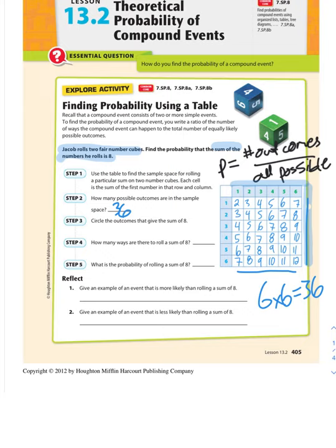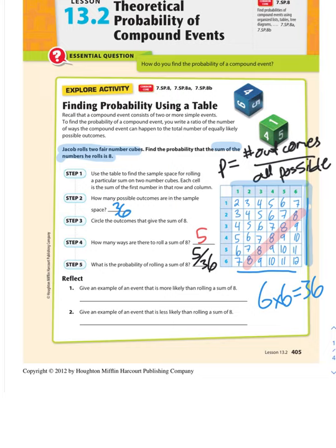So circle the outcomes that give the sum of 8. I'm just going to highlight those. Here's all my 8s. Notice they're in a nice straight line. How many ways are there to roll a sum of 8? Well, that's 5. There are 5 8s on the board. So what is the probability of rolling a sum of 8? Well, remember, probability is the number of outcomes that fit the description, so that was 5, over all possible outcomes, so the sample space, which is 36. So 5 over 36, that's our probability of rolling a sum of 8.